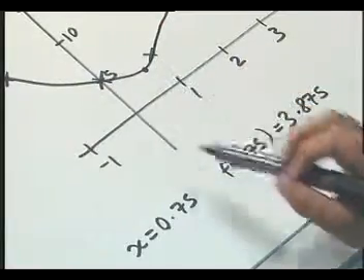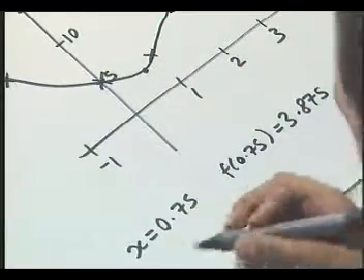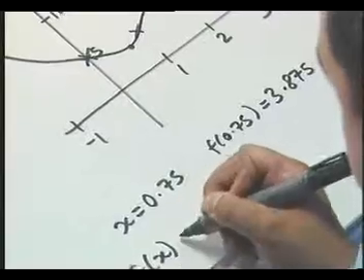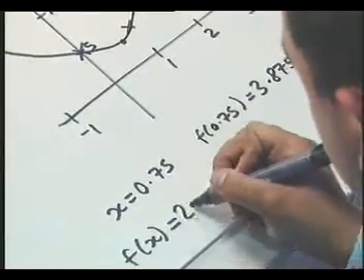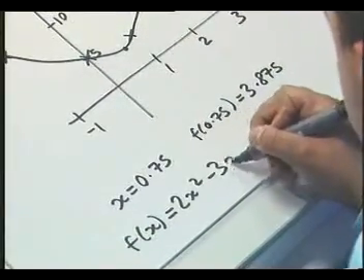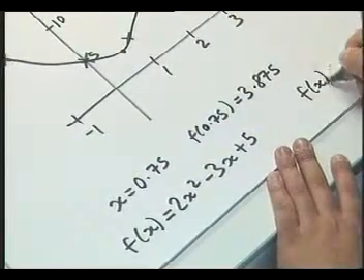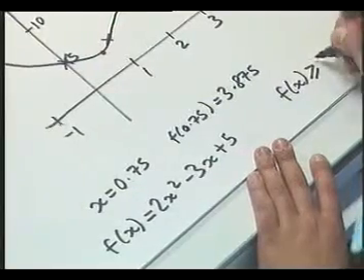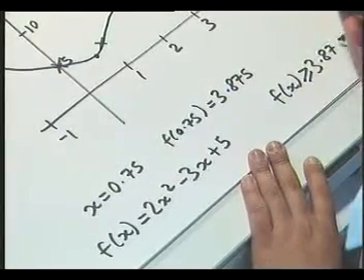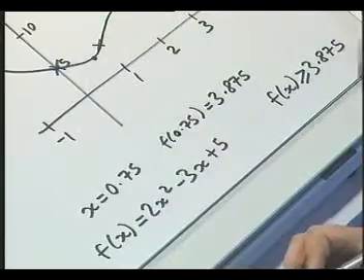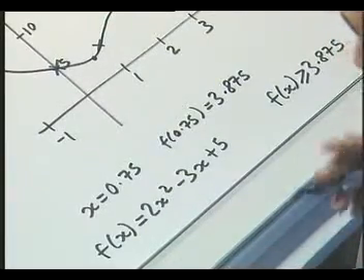So this means when we look at our domain and range, we need to make no restrictions on the domain because our function was valid. However, our range has a minimum of 3.875. So we write this as f of x equals 2x squared minus 3x plus 5. And the range f of x has to always be more than or equal to 3.875.